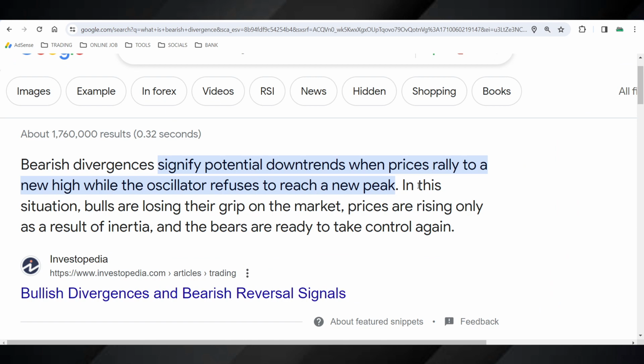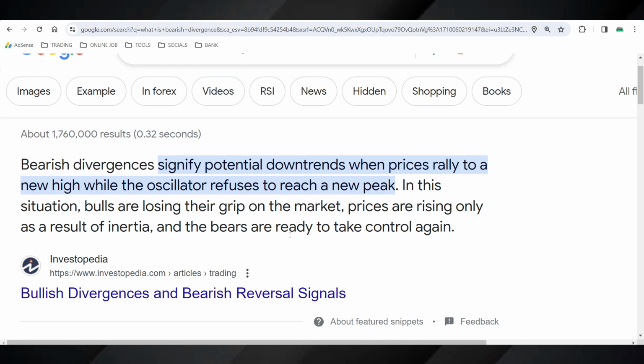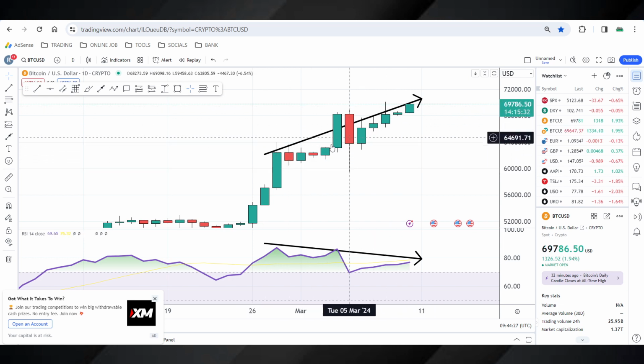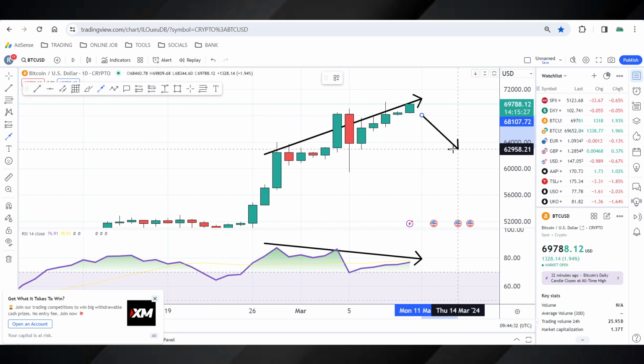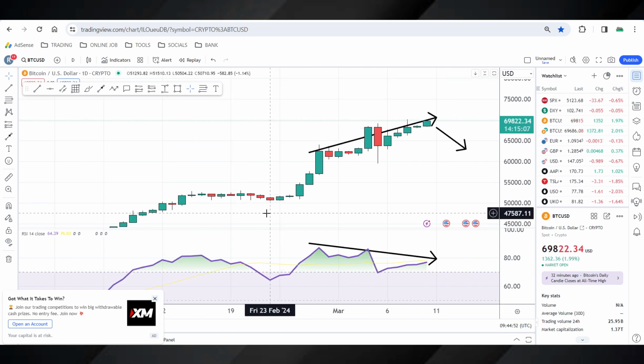According to this, in a situation like this, bulls are losing their grip on the market and prices are rising only as a result of inertia. And the bears are ready to take control of the market again. All right, so it means that if we are seeing an uptrend here, sooner or later, we will also be seeing a potential downtrend in the market.